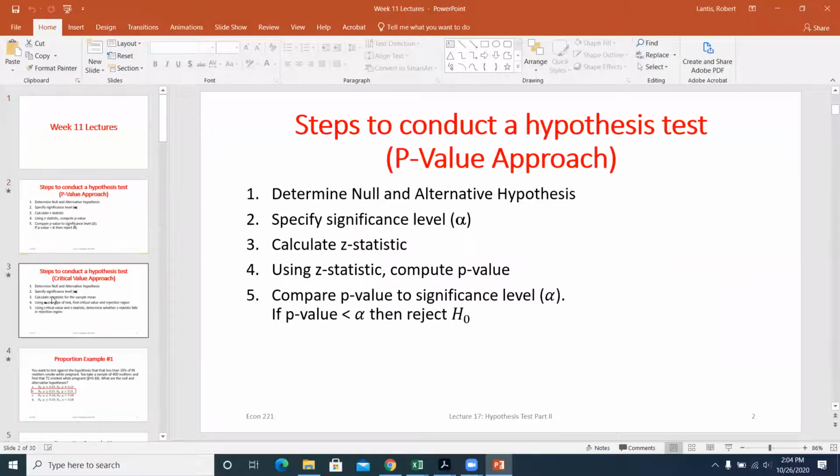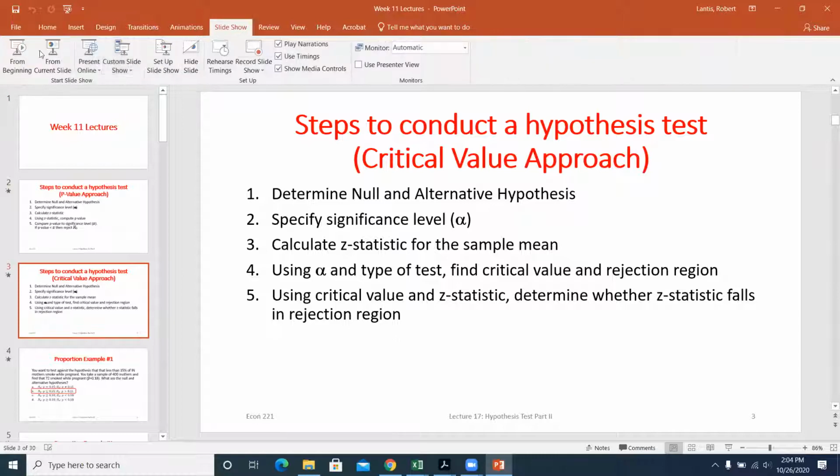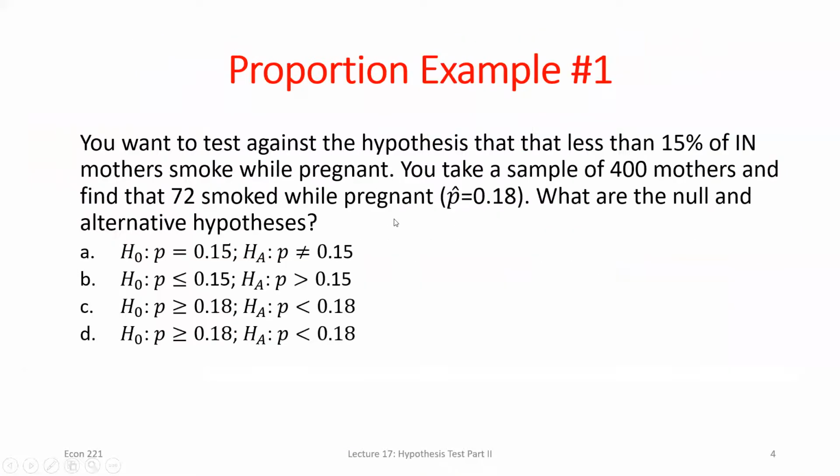Okay, yeah, so we went through these steps, but where we left off was we had these proportion examples. Let's assume that I wanted to test against the hypothesis that less than 15% of Indiana mothers smoked while pregnant. So I take a pretty big sample. I got 400 mothers, 72 of them smoke, which would give me a sample proportion, 72 divided by 400, of 0.18. Okay. So what would my null and alternative hypothesis be?